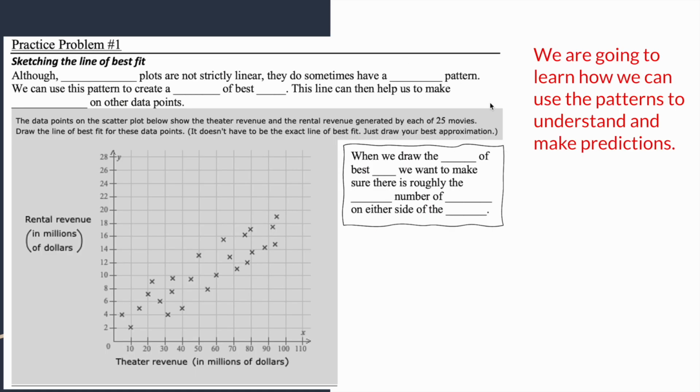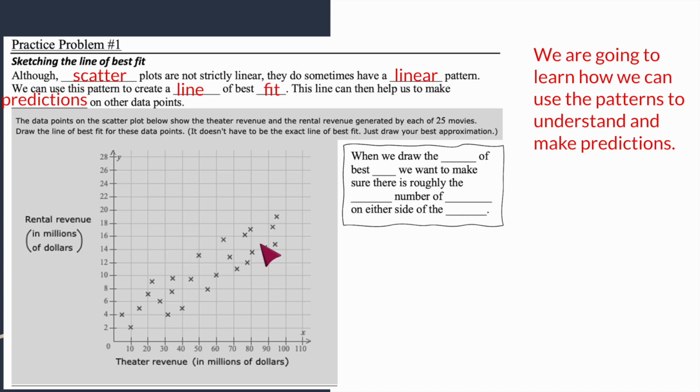All right, so let's go ahead and take a look at this. So we're going to learn how to use the patterns to understand and make predictions. That's what we're going to do with this. So scatter plots are not strictly a line, right? We've already said that a few times. They do sometimes have that linear pattern. So we can use this pattern to create a line of best fit. This line can help us make predictions on other data points.